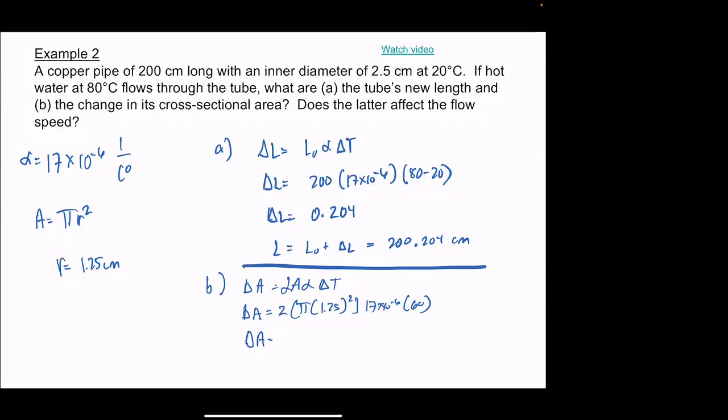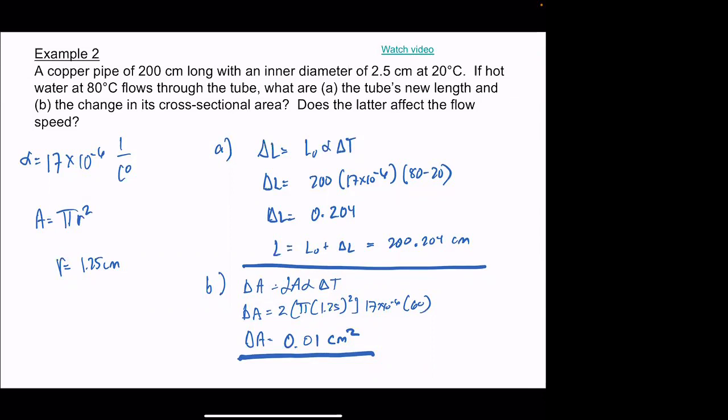I got 0.01 centimeters squared. Anybody else get that? Yep. Good. I did get A kind of right. It's just I accidentally added the radius because I thought it was a length. Oh, okay. Anybody else have anything they'd like to ask or add?